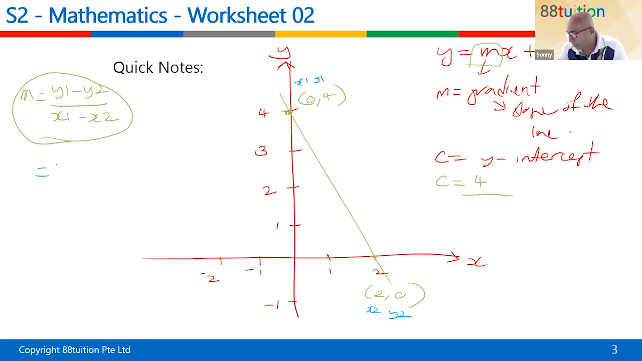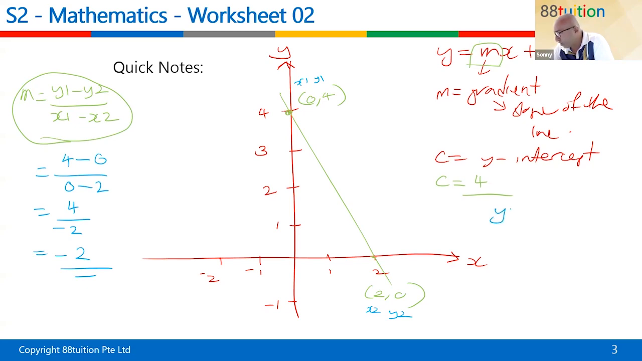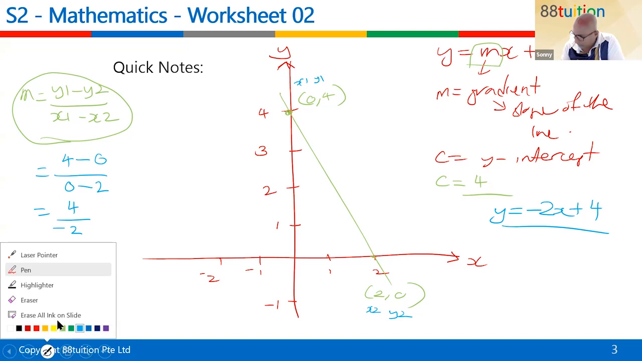So what is y1? y1 is 4 minus, what's y2? y2 is 0. What is x1? x1 is 0. What is x2? It is 2. So you have 4 over minus 2. Therefore, your gradient is minus 2. So I've already found the gradient. Therefore, the equation of this line can be y equals minus 2x plus 4. Okay. So done. This is what we did last week.